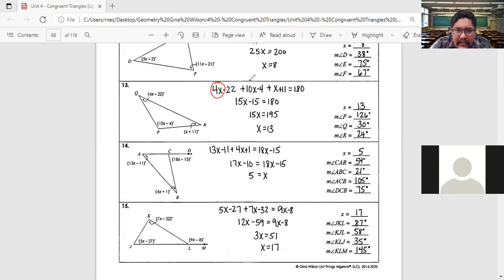Add our like terms, 4x, 10x, and 1x. So 1 plus 4 would be 5, and 5 plus 10 would be 15. So we got 15x here. Add up our regular numbers, negative 22, negative 4, and positive 11. Put them all together, that's how we get negative 15. And it's still equal to 180. We didn't do anything to get rid of that 180. Add 15 to both sides. So 180 plus 15, right? If we add 15 to both sides, this 15 will cancel.